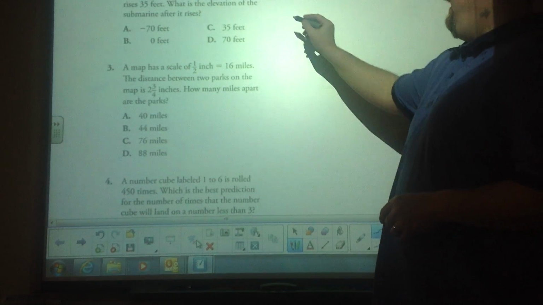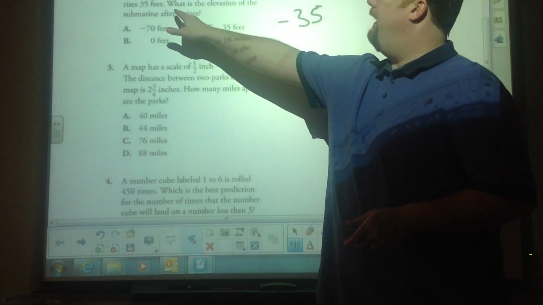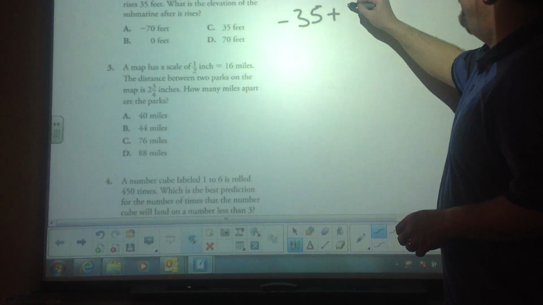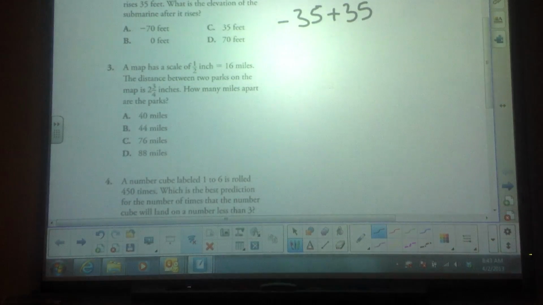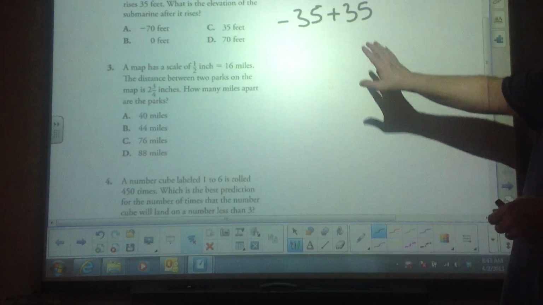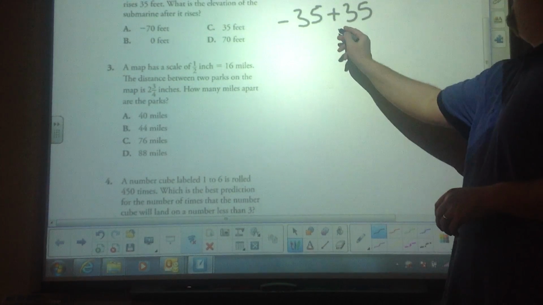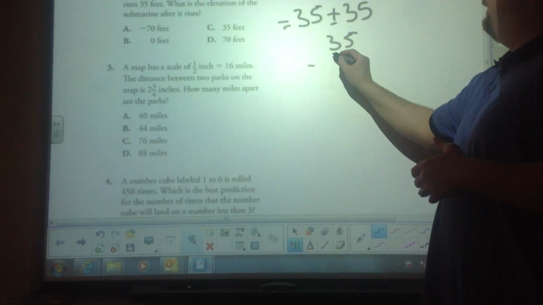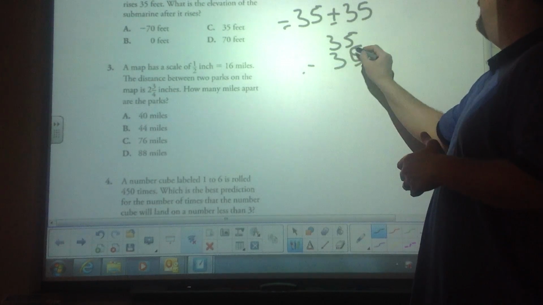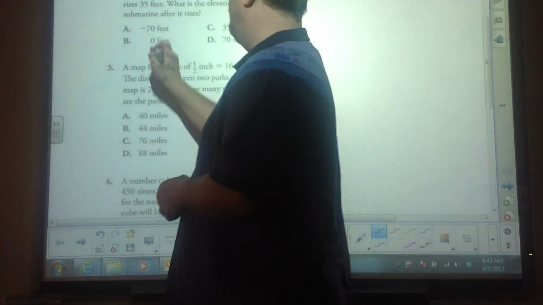A submarine is at an elevation of negative 35 feet. Then he rises 35 feet. Rises indicates addition. So we have negative 35 plus 35. And if you completely lose your mind and forget exactly what to do, you can say, well, this is an addition problem. We can say same signs add and keep, different signs subtract. So since we have different signs here, we're going to subtract. 35 minus 35, and we get 0. We don't have to worry about whether or not it's positive or negative, because 0 is neither one. Okay. The answer is B.